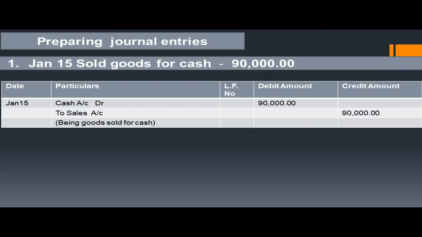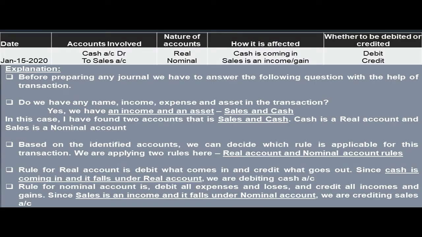The next transaction is sold goods for cash, 90,000. The journal entry would be cash account debtor to sales account. Now we will see whether we have any name, income, expense or asset in the transaction. We have an income and asset, that is sales and cash. Cash falls under real account and sales is considered under nominal account.